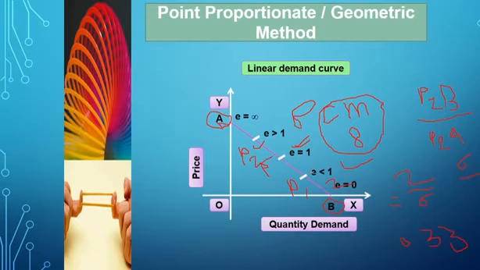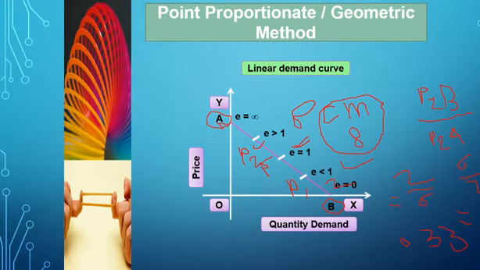2 plus 2 is 6, and this distance from P2 to the y axis, or point A, is 2. So 6 upon 2 is 3. So elasticity of demand at point P2 is greater than 1, that is, elasticity of demand is relatively elastic.